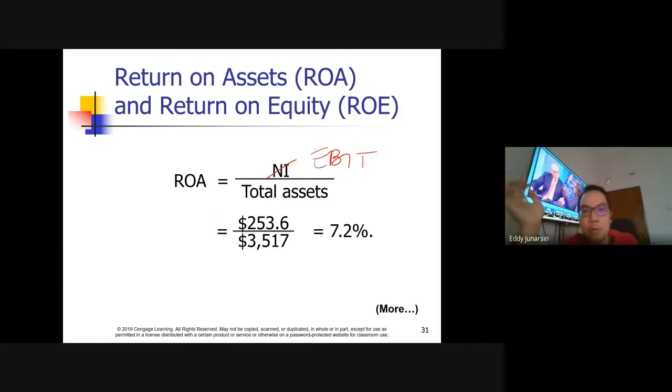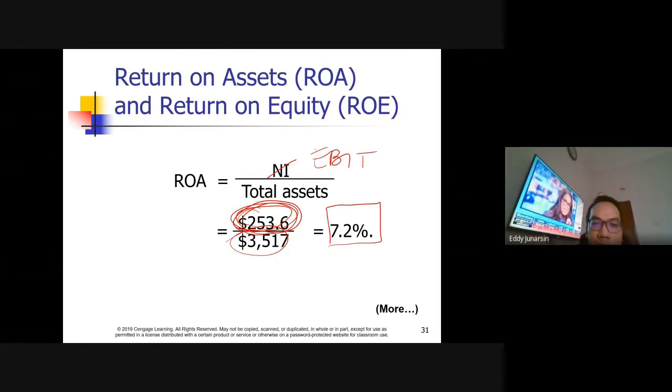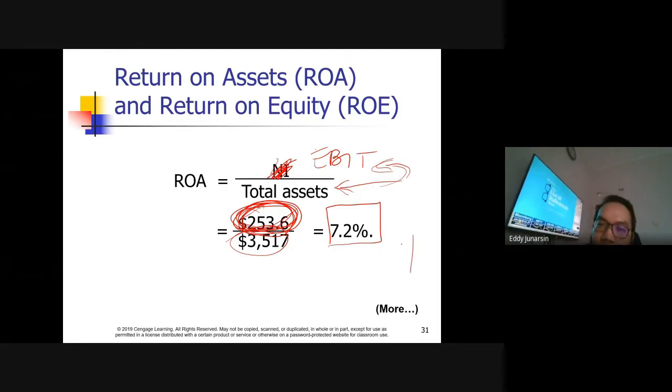But of course, if you want to calculate net income to assets, that would be okay in finance, because fast decision making is preferred in finance. So for the sake of brevity, let's assume that this is EBIT divided by total assets, 7.2%. So again, what is the meaning here? Every $1 of total assets could produce 7.2 cents of operating profit, pretending that this is EBIT and not net income. Of course, the higher the figure, the more profitable your company is.